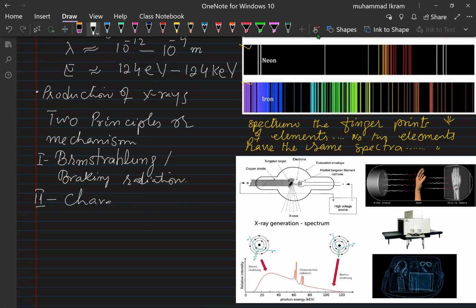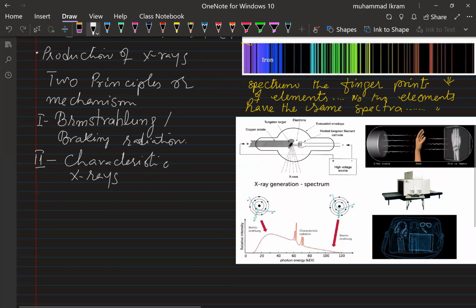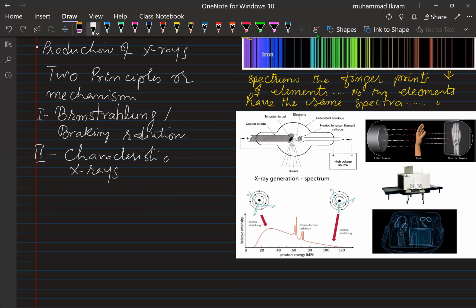So the characteristic X-rays. These are the two important features which are capable of explaining the mechanism of the production of the X-rays. So we will discuss them one by one. First of all, I would like to tell you something about the apparatus which is used in this experiment, in the production of the X-ray series.